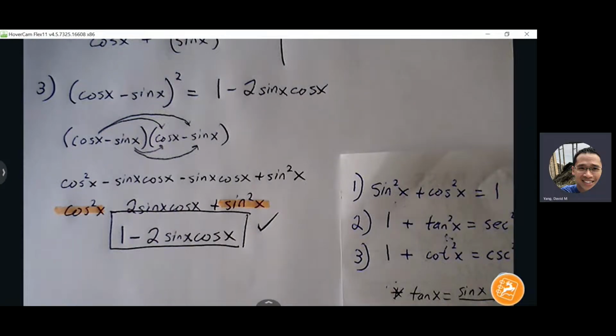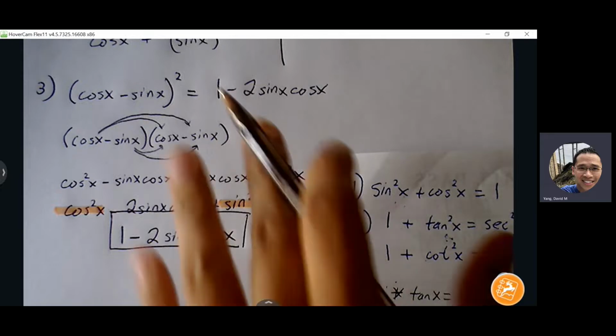No. So we're not going to work on both sides of the equation. The right side you're going to leave alone, and you're just going to work on the left side until the left side looks like the right side, and that's it. That's all. Because we're not solving, we're just verifying.